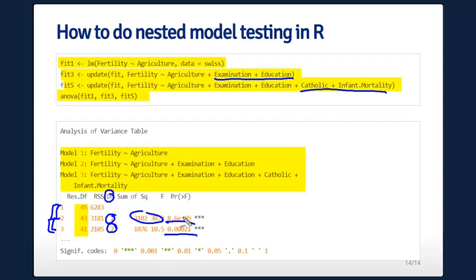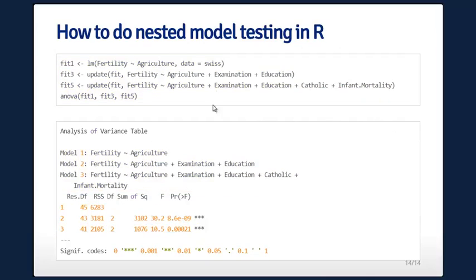So in this case, the p-values are saying yes, you should include these educational components, and then yes, if you include the educational components, then you should also include these Catholic and infant mortality variables. So that's how you can do nested model testing in R. The one thing is you had to have this ordering, right? You had to have agriculture, then this block of variables you were going to include in the second model, and this block of variables that you were going to include in the third model. So if your thinking and strategy fits into that framework, then that's a very good thing to do.